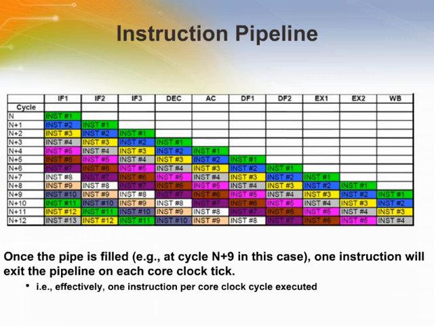In this case, cycle n+9 indicates that the pipeline is filled. Once the pipeline is filled, every clock tick results in another instruction exiting the pipeline, or leaving the write-back stage. Effectively, every clock tick another instruction is executed, so this is where we get our one instruction per core clock cycle execution speed.